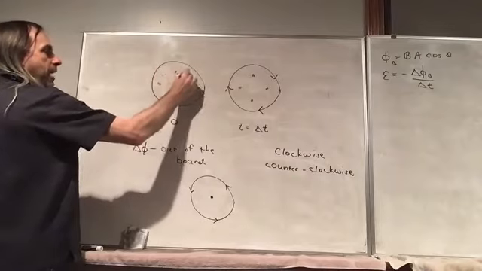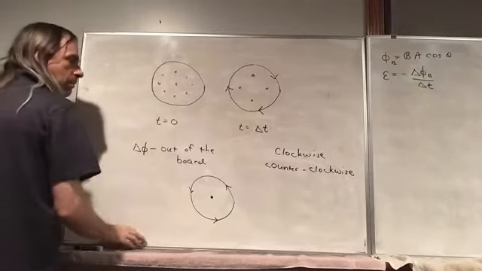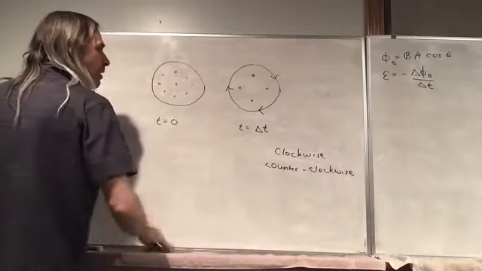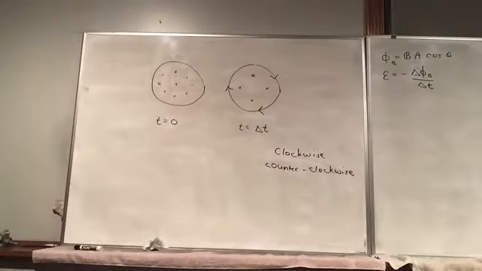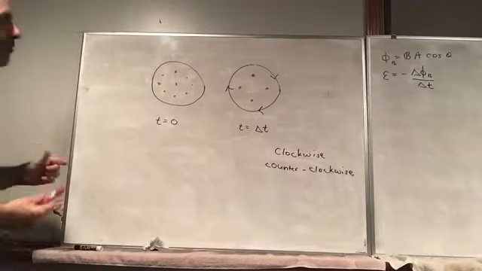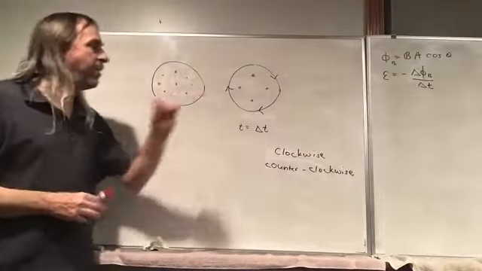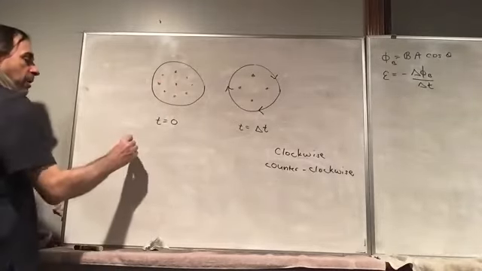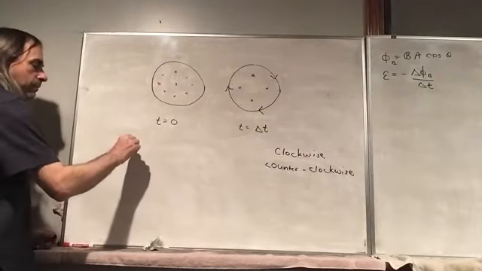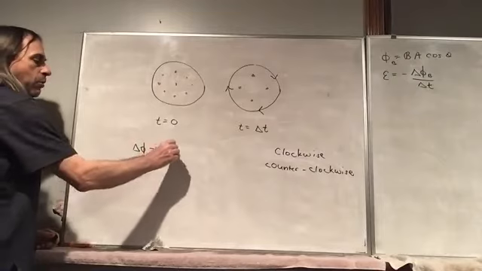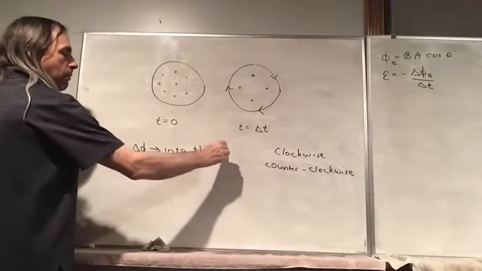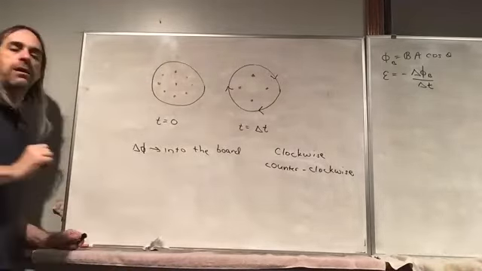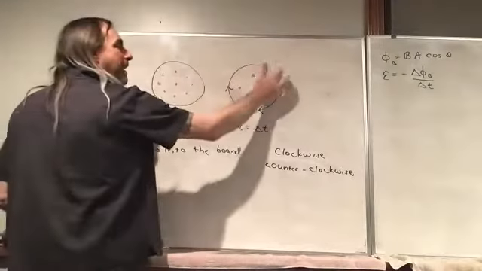What if we had a situation like this? We want to know the direction of the induced current while this magnetic field is changing. And again, want to look at delta phi. Now, at both the start and the end, the flux is out of the board, but the flux is weakening. And so the change in flux would be into the board. So the change in flux is into the board. So the induced current would then be counterclockwise.